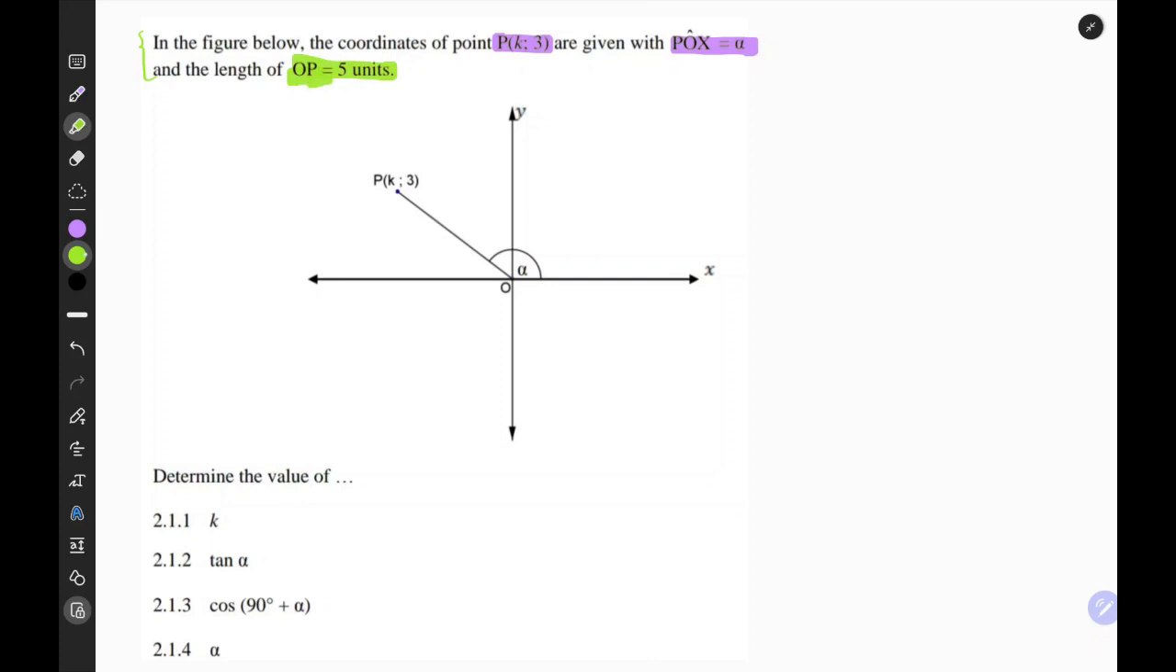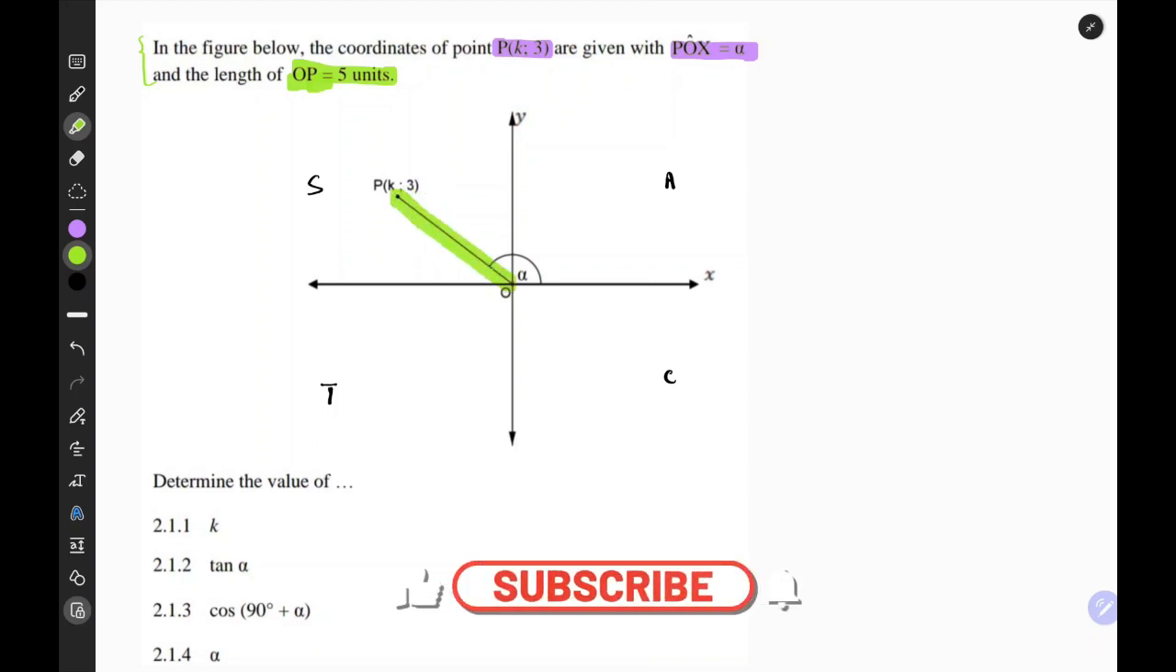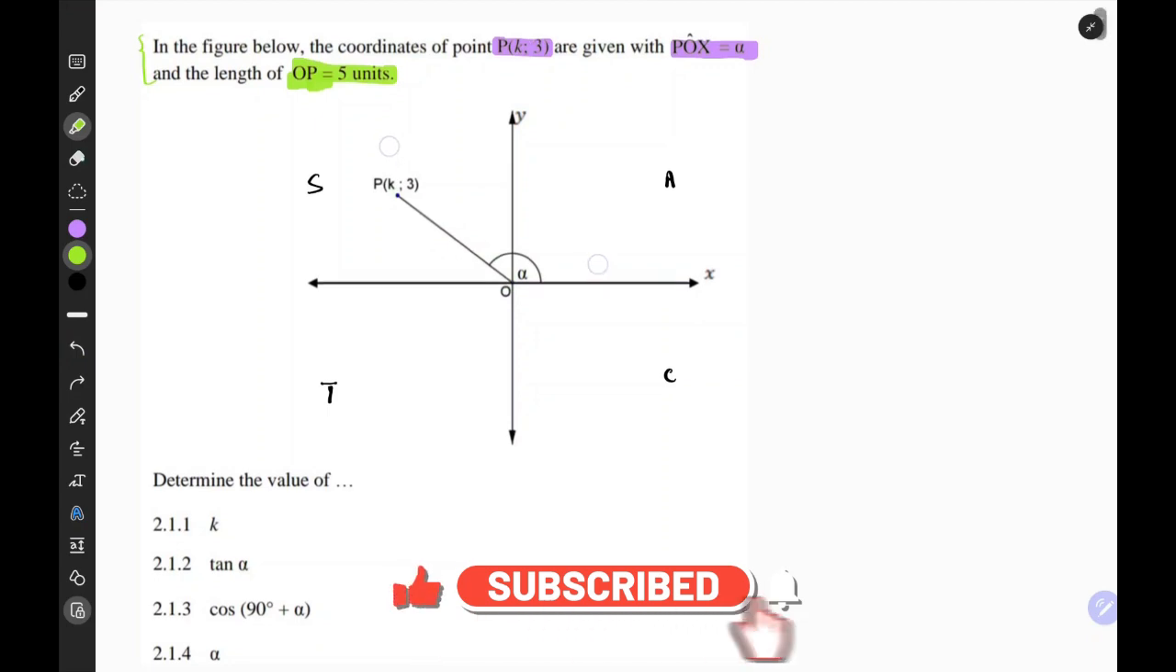Right? So because we're dealing with a cast diagram, it's just worth noting it. So here in this quadrant, cosine is positive. Here all trig ratios are positive. Here sine is positive, and here tan is positive. Also, we're given the length of line segment OP, and this here is 5 units.